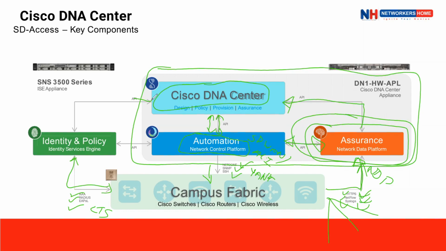And DNA Center integrates with ISE. It's an API, but it's a Cisco protocol, pxGrid. Great. Now we complete the fabric with all these.